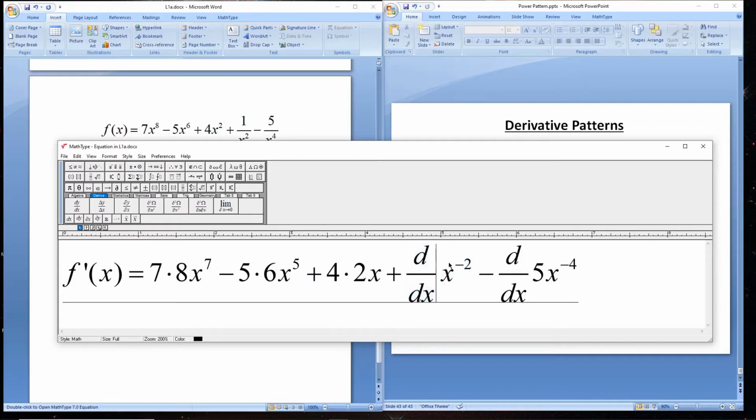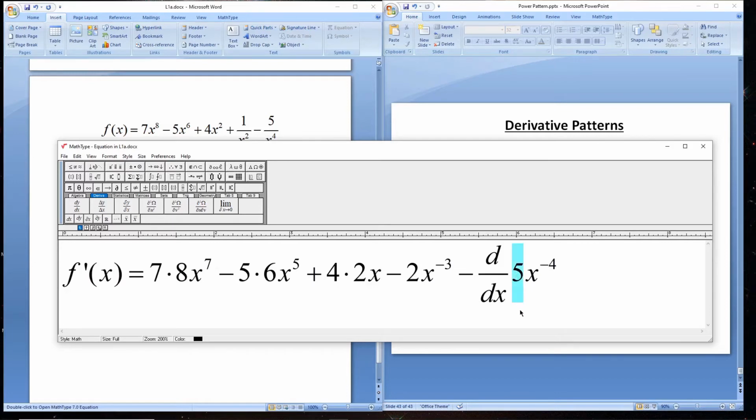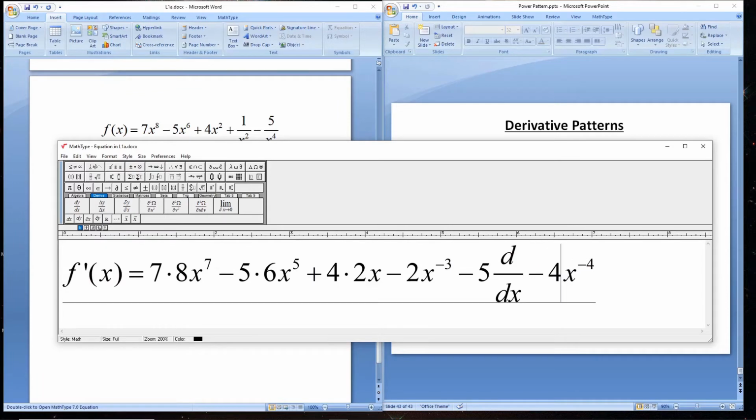So the exponent drops down, and you subtract 1 from the exponent. So minus 2 minus 1 is minus 3. And then on the last one, we have another constant factor, 5. So we can pull that outside the derivative. And then we need to do the derivative of x to the minus 4. So the minus 4 drops down, and we subtract 1 from the exponent. So minus 4 minus 1 is minus 5.